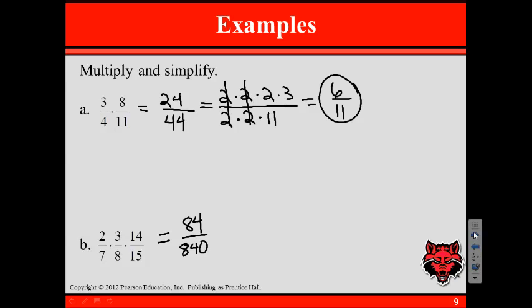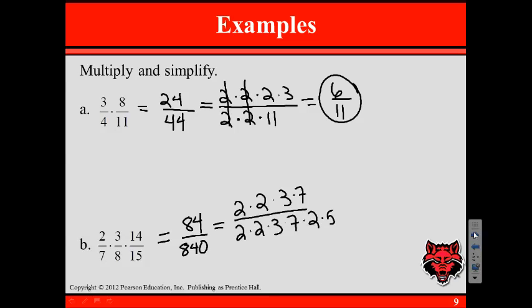Now again, we may need to make a factor tree for each of these. I'm going to go ahead and write these prime factorizations out. 84 is 2 times 42. 42 is 2 times 21. And 21 is 3 times 7. 840 is 2 times 420. 420 is 2 times 210. 210 is 3 times 70. 70 is 7 times 10. And 10 is 2 times 5. So we just continue to break down each number until we have a product of only prime numbers.